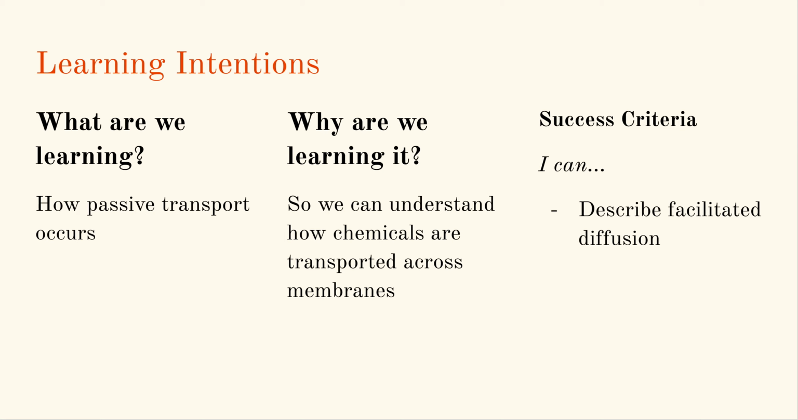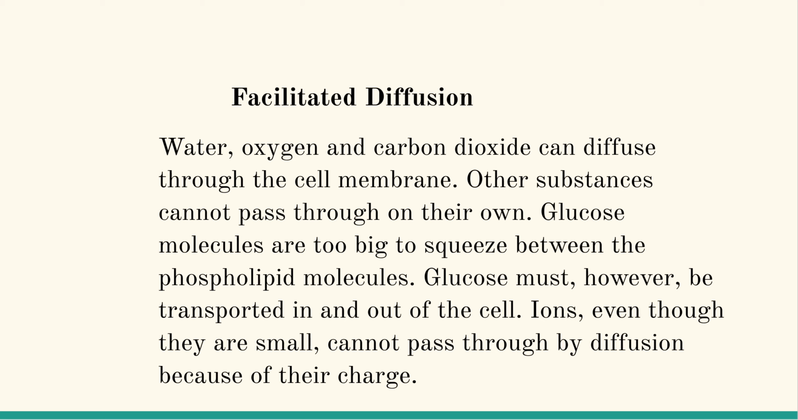Today we're continuing to talk about passive transport so we can understand how chemicals move across the cell membrane, and specifically we're going to deal with facilitated diffusion today. So water, oxygen, carbon dioxide, these are all small molecules, which means they can pass through the cell membrane easily. They can slip between the phospholipids to get to the other side.